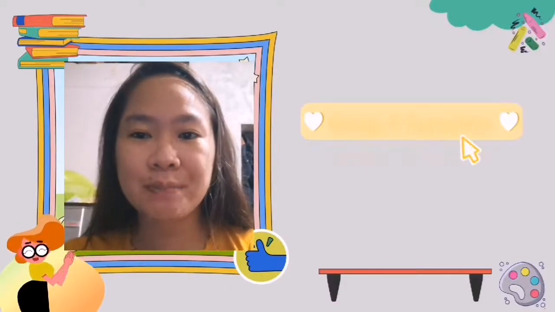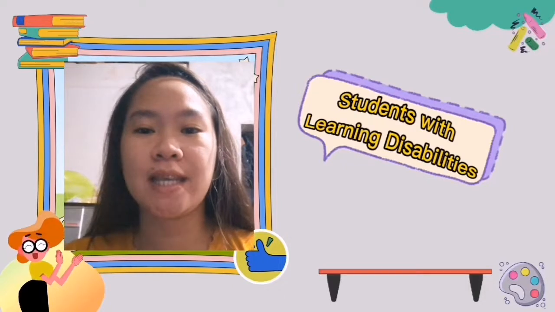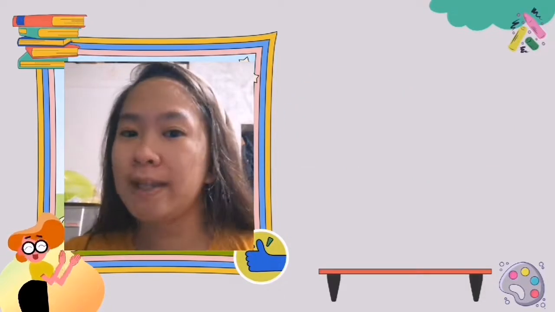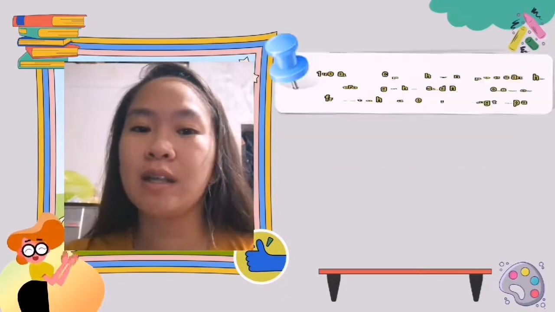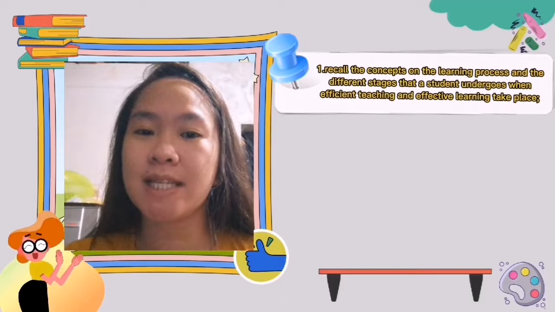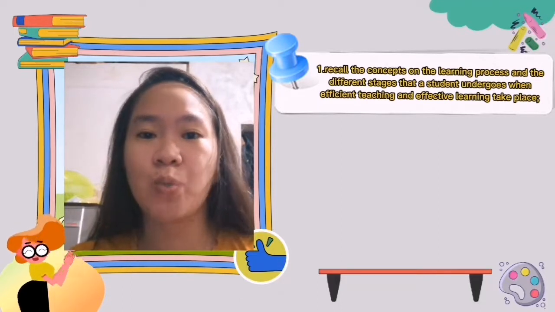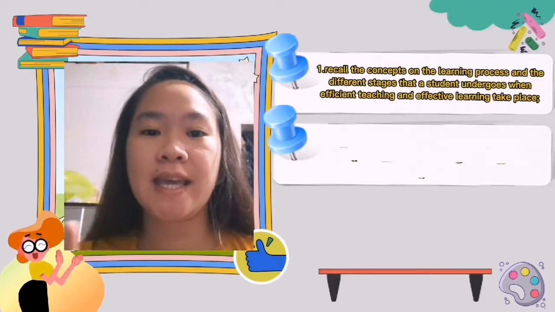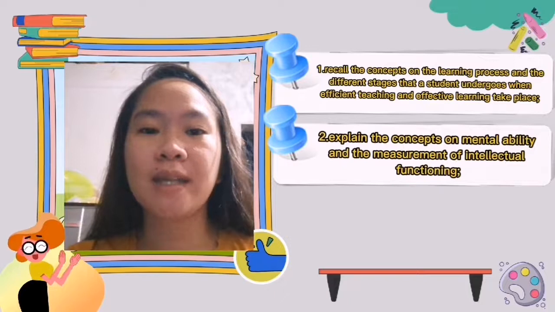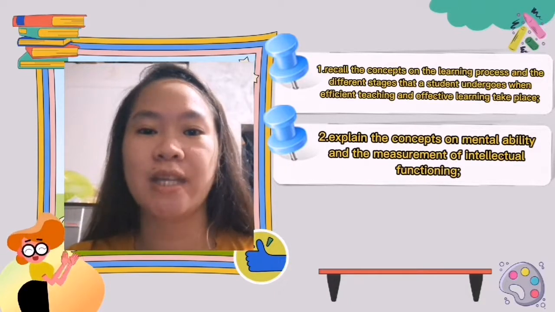This is Group 3 reporters for the topic Students with Learning Disabilities in Chapter 6. At the end of our lesson, we are able to, first, recall the concepts on the learning process and the different stages that a student undergoes when efficient teaching and effective learning take place. Second, explain the concepts on mental ability and the measurement of intellectual functioning.